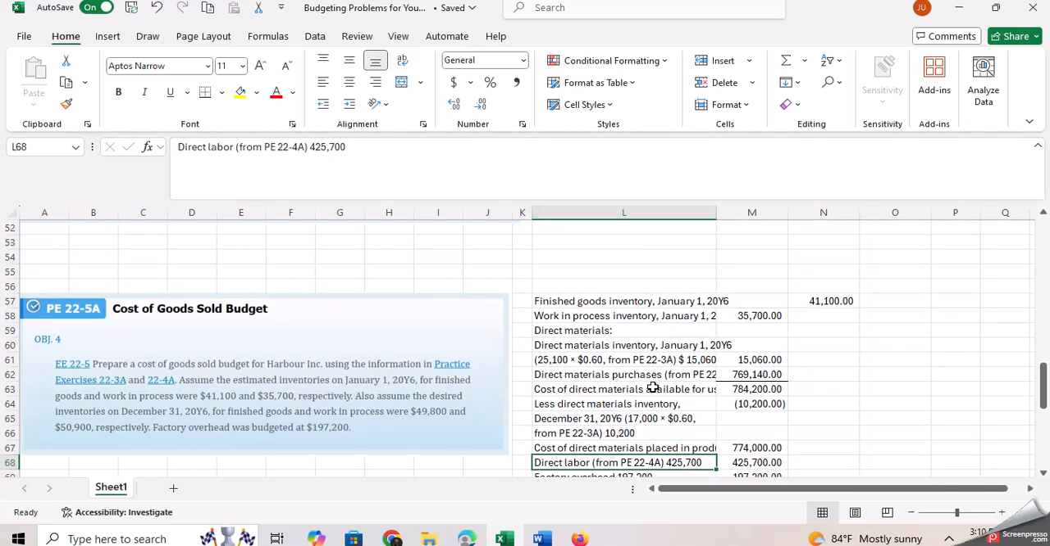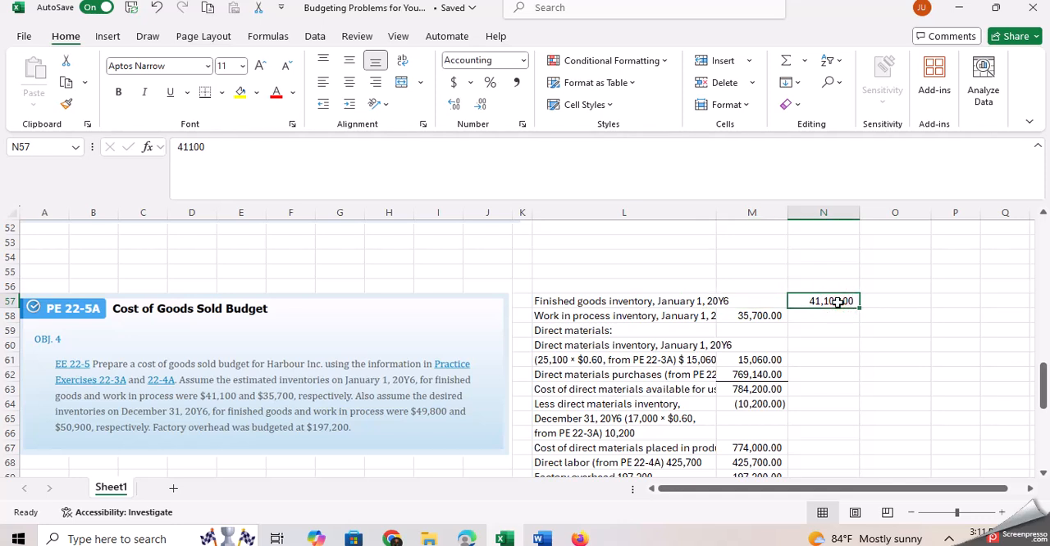Then our last thing is putting together our cost of goods sold budget. So some of these are tying back to information that we computed above. So those are referenced there to the left. But in the one column, we're going to have our finished goods inventory at the beginning of the year, which if we read this problem, it gives it to us. So it says, assume that the estimated inventories on January 1st are $41,100 for the finished goods inventory. So that is that number.